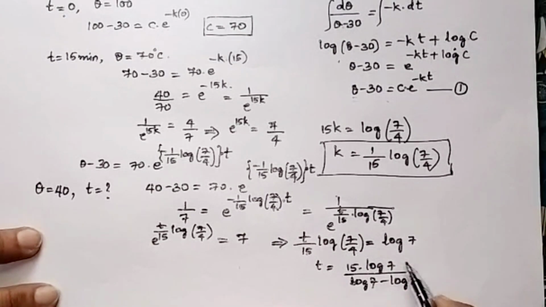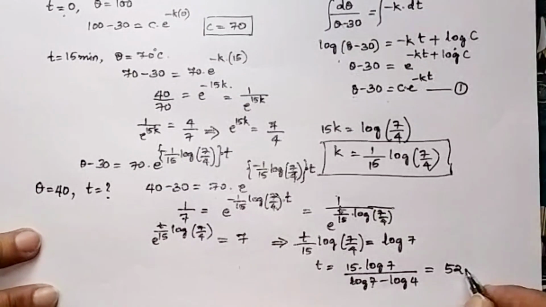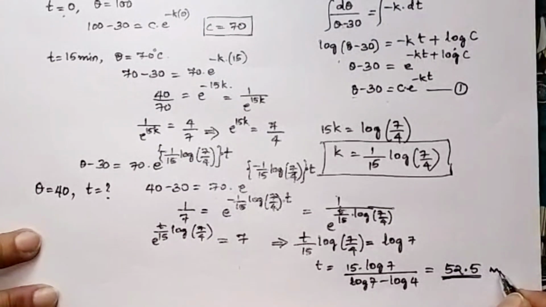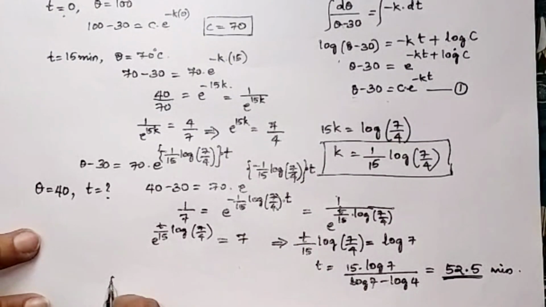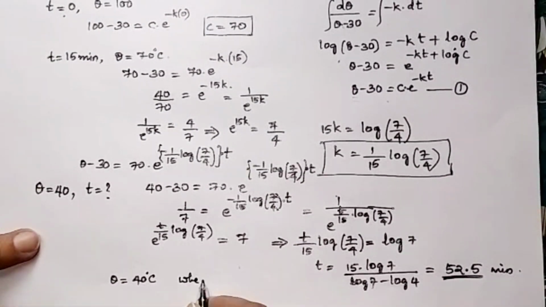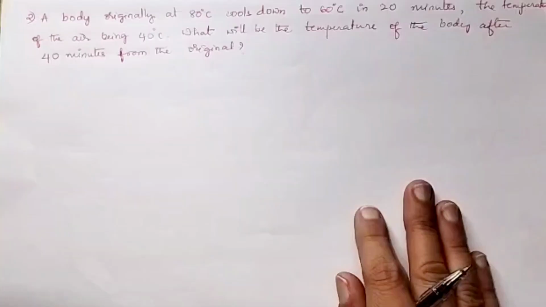So simplify all these values and get the final answer. The final answer will be 52.5 minutes. Therefore, the body will come down to the temperature theta equal to 40 degrees Celsius when time t is equal to 52.5 minutes.